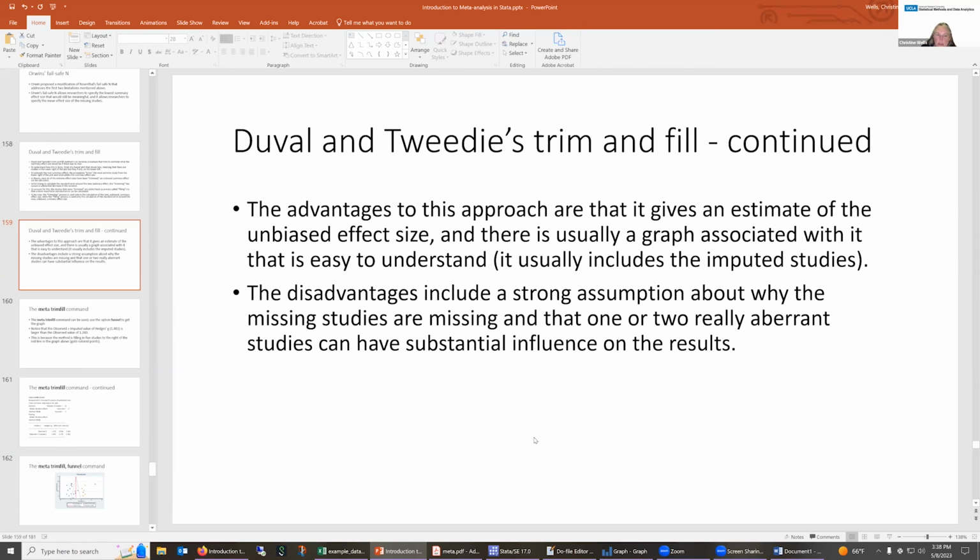So the advantages to this approach is that it gives an estimate of the unbiased effect size, and there's usually a graph associated with this, okay? And it includes all the imputed studies, and it looks very nice. The disadvantages include a very strong assumption about why the studies are missing in the first place, and that only one or two aberrant studies can have substantial influence on the results.